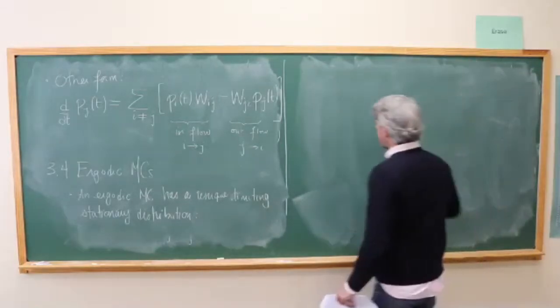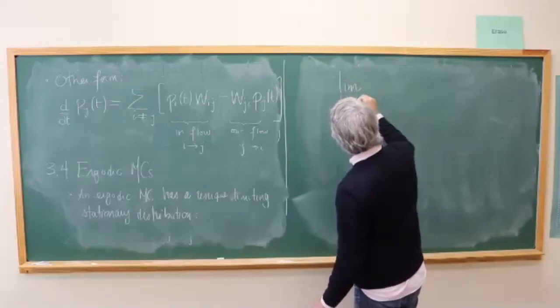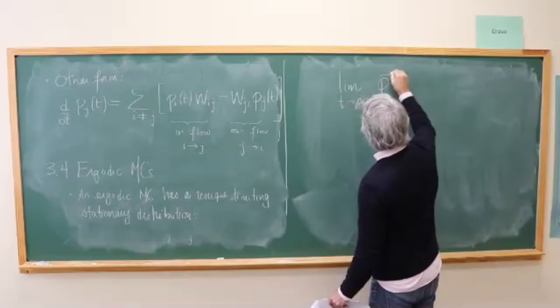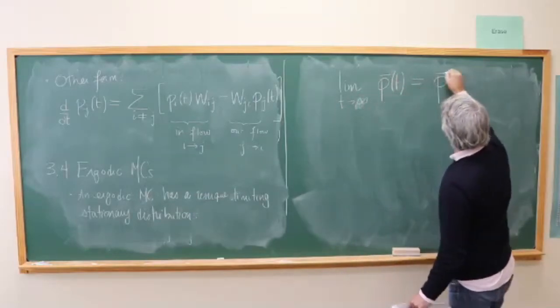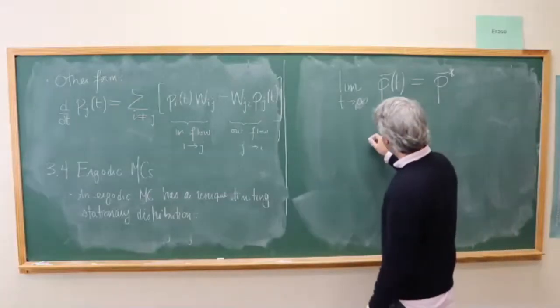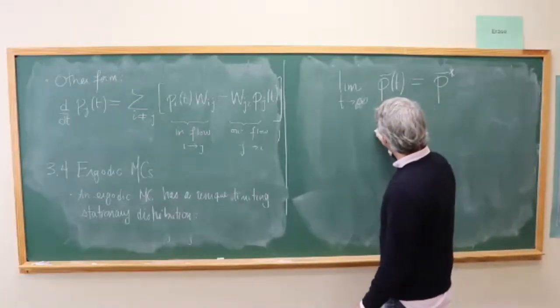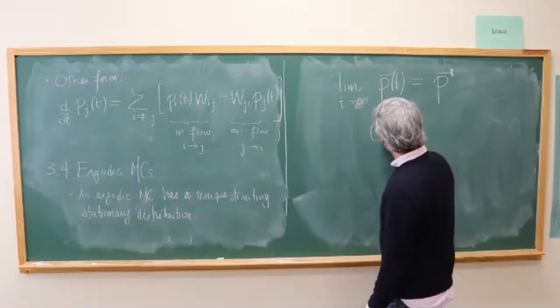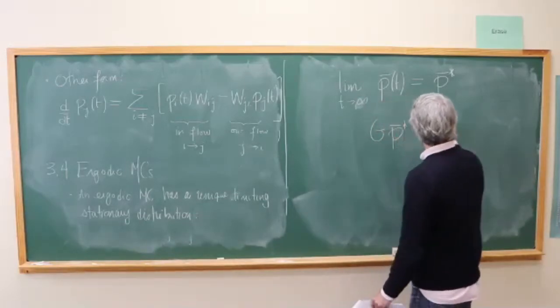It means that if you look at the limit when time goes to infinity of that p vector t, it goes to a certain p star, and that p star necessarily has 0 time derivative. It doesn't change in time, so it has the property that if you apply g on that p star, it's equal to 0.